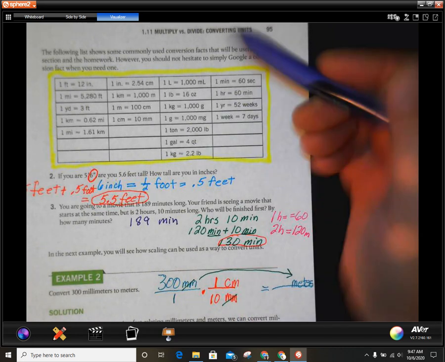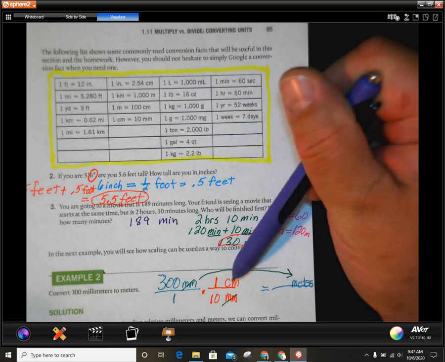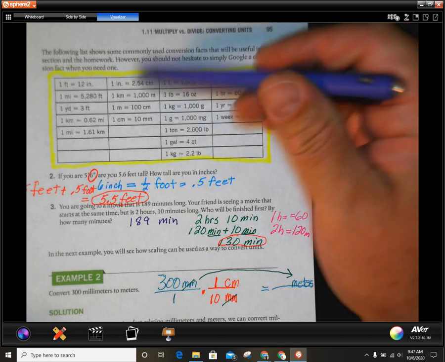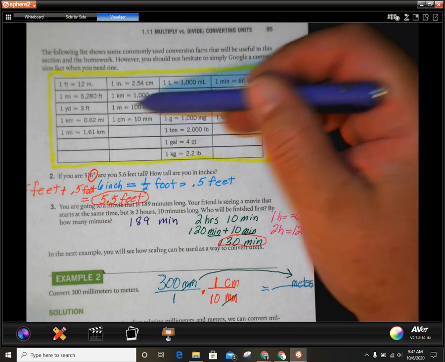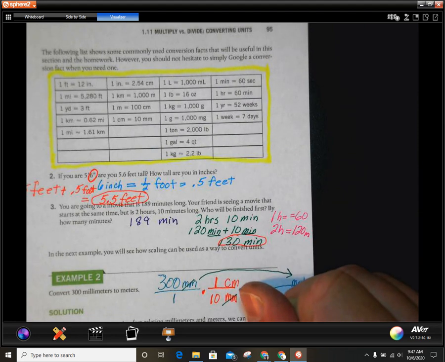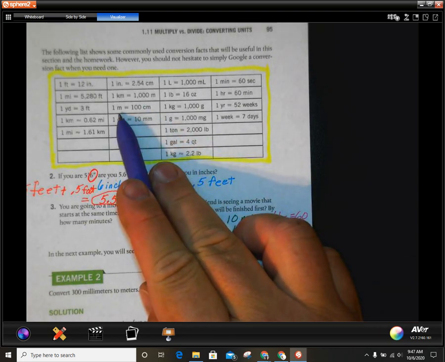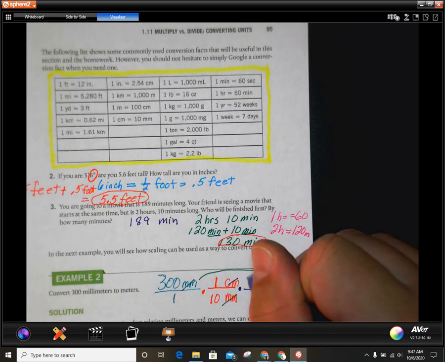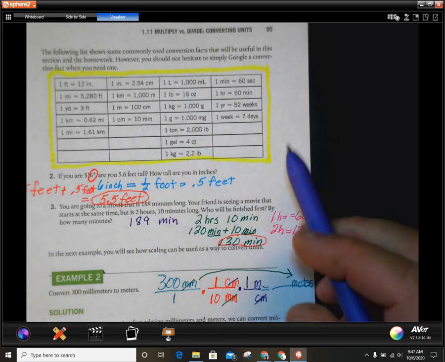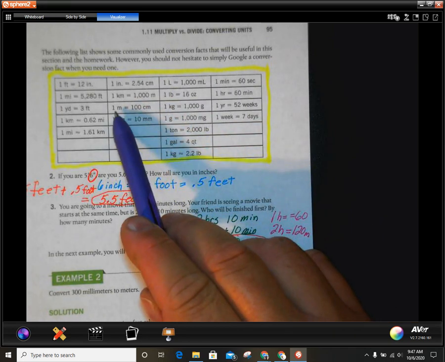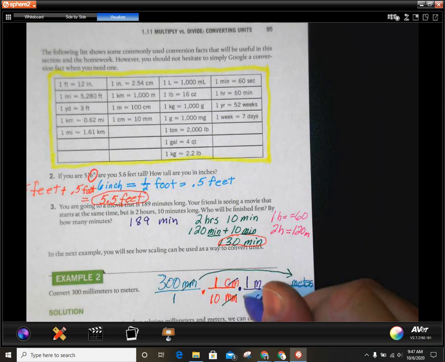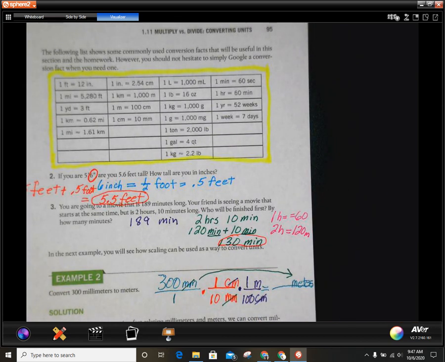So now I'm going to go look up here and see if I got a relationship between centimeters and meters. And I do. Right here, I have meters to centimeters. I'm going to multiply this. I want my centimeters in the bottom so that they cancel. And I'm going to put my meters up on top. And there's 1 meter to 100 centimeters. Okay. So now I've got all my labels cancel out here, all these cancel, and I got my meters.